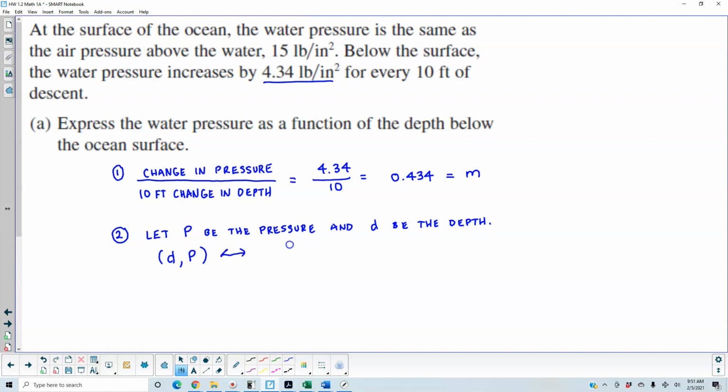Now, do we have a given point? Well, we do, because at the beginning it says, at the surface of the ocean, the water pressure is the same as the air pressure above the water, which is 15 pounds per inches squared. So that means that when the depth is 0, then the pressure is 15 pounds per inches squared. So we have this point.